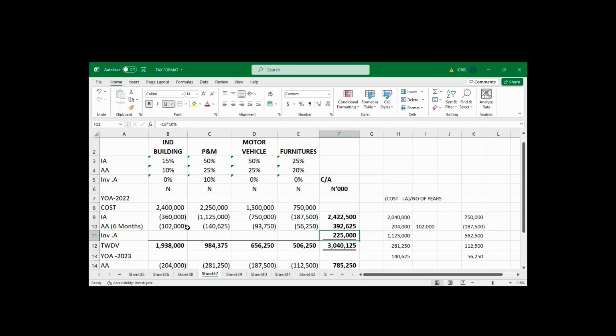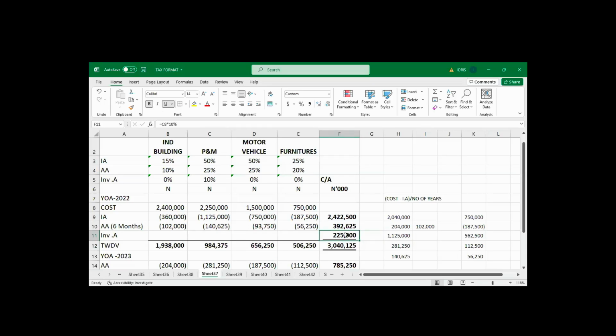That is the reason why I use it. You can ignore it because in your exam, let me be honest with you, investment allowance question will not be tested. Investment allowance has been deleted. So if ICAN wants to set a question, they will set it starting from 2024 year of assessment. But in this question, it started from 2022. That is the reason why I use investment allowance.